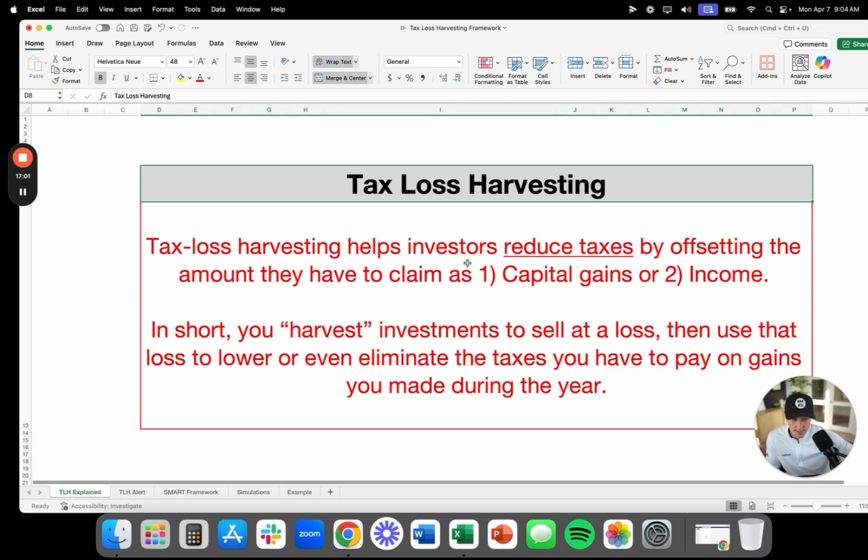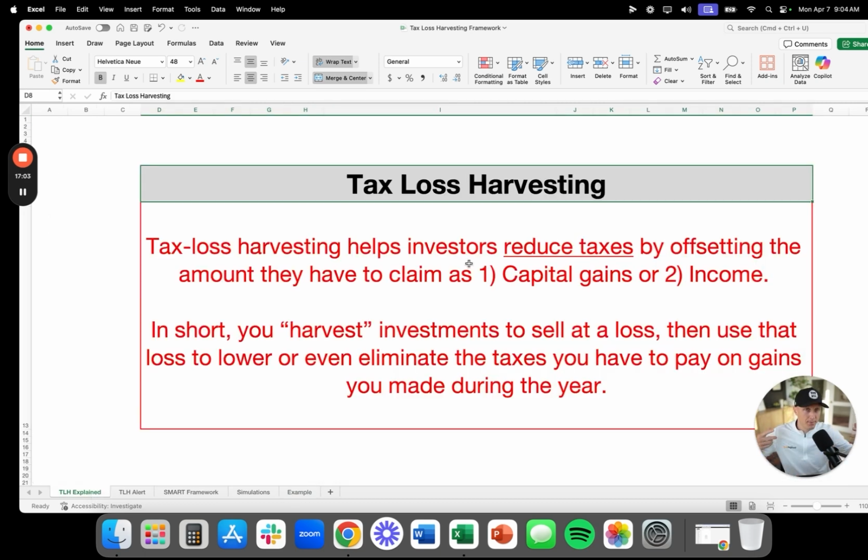So remember, tax loss harvesting explained, to bring it back and wrap it into layman's terms, is first and sequentially, we're trying to reduce taxes by claiming the capital gains first. We want to offset the capital gains. Then we move to the income portion. So you have to do this in sequential order. You can't do this in reverse order.